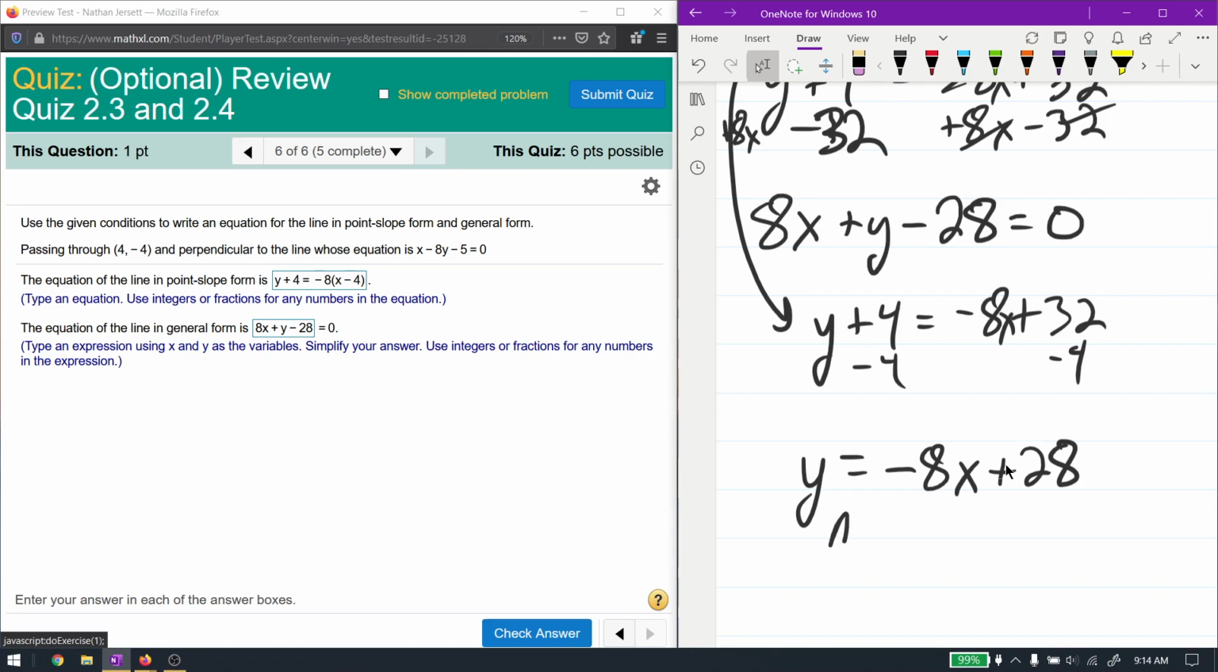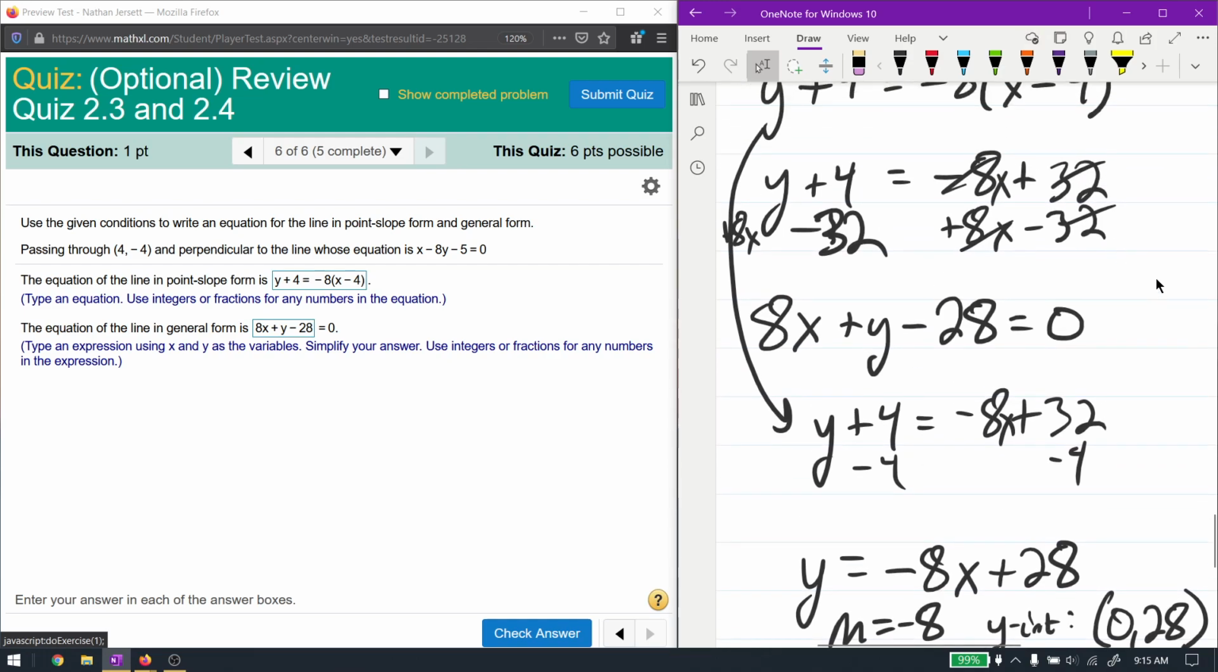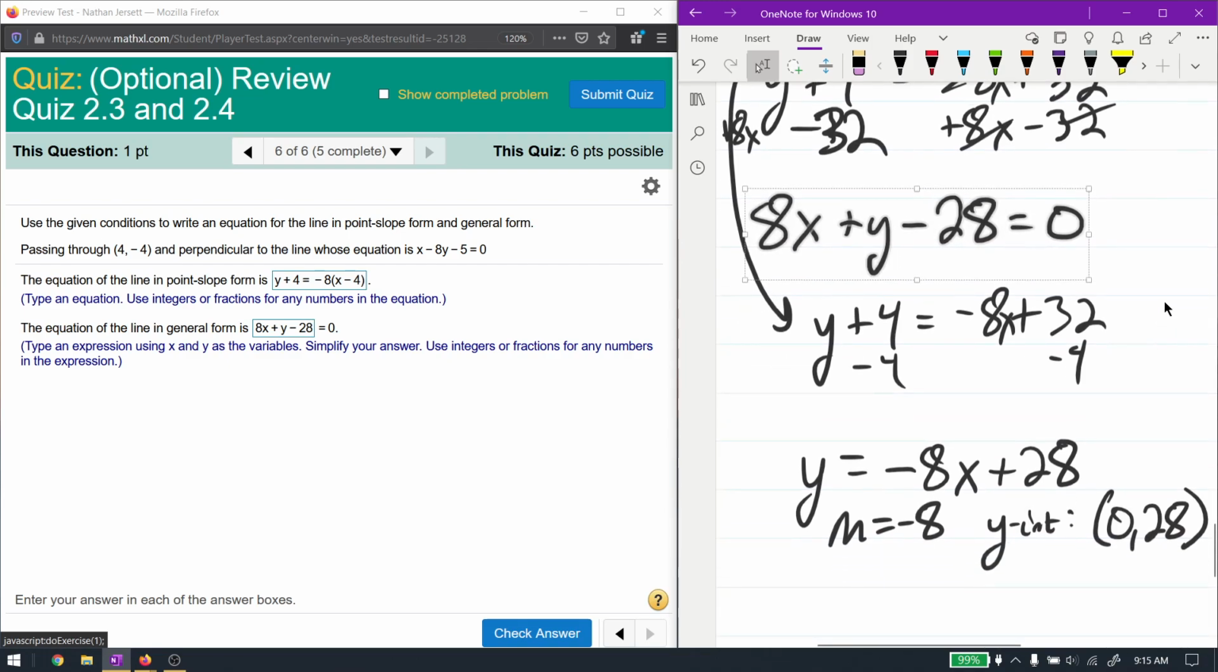I can tell you immediately the slope is negative 8, and the y-intercept is at the point 0, 28. I have a point, I have the slope, I can graph it quite easily. This one, none of the information is readily apparent by just looking at it. You have to do a few things to see it. So that's the reason why the general form is not very useful, but the slope-intercept form is incredibly useful.